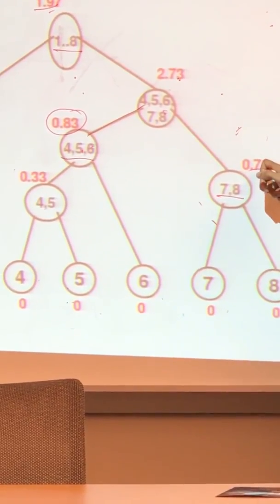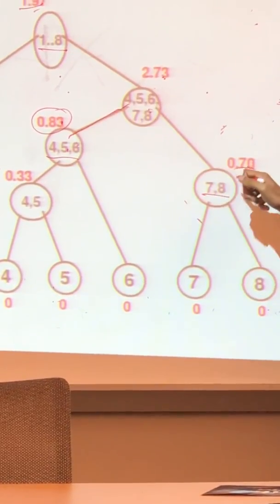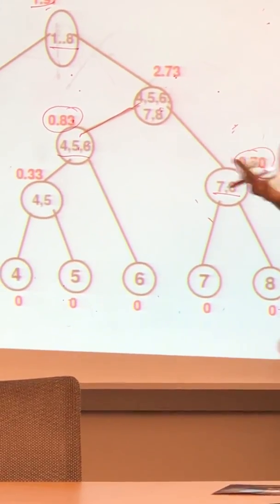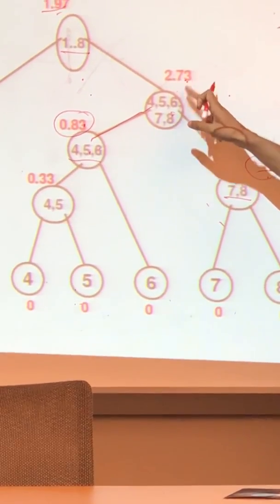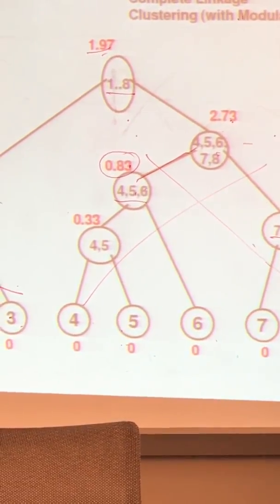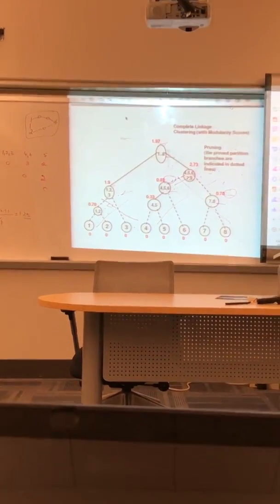Stay. Why? Because the sum of 4, 5, 6 is 0.83, the 7, 8 is 0.70. The sum is going to be 1.53. It's less than 2.73. So we just decide to stop partitioning. Just stay with this. Is that clear? So practice problems like this.